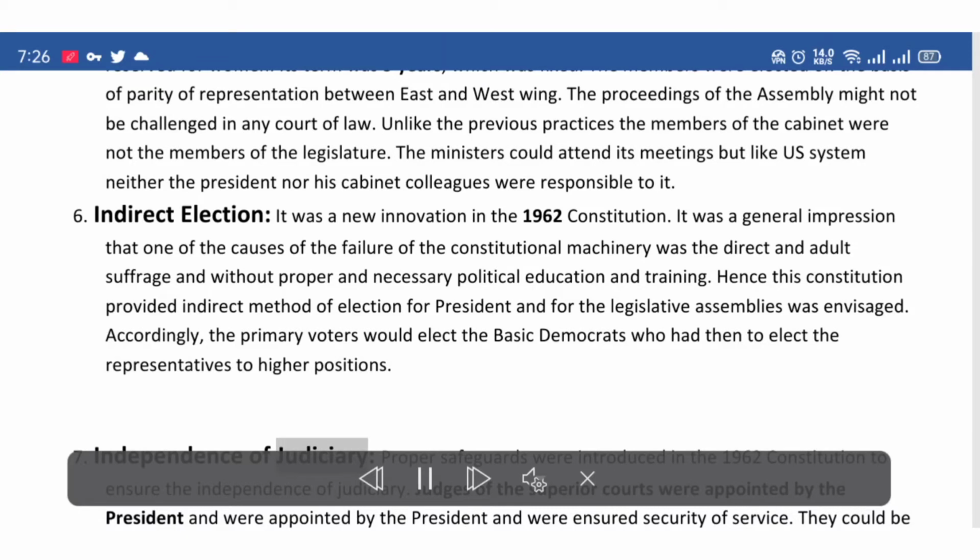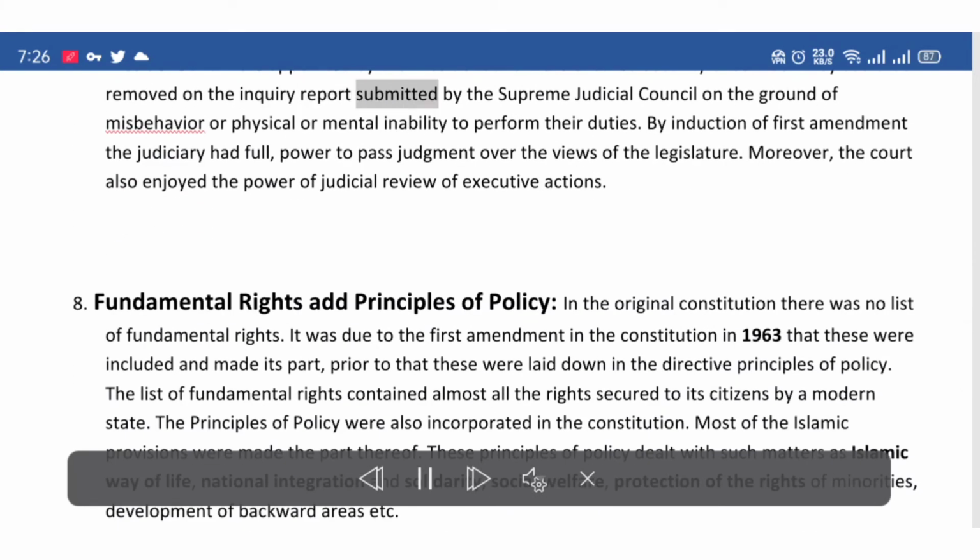Independence of judiciary. Proper safeguards were introduced in the 1962 Constitution to ensure the independence of the judiciary. Judges of the superior courts were appointed by the President and were ensured security of service. They could be removed on the inquiry report submitted by the Supreme Judicial Council on the ground of misbehavior or physical or mental inability to perform their duties. By induction of the First Amendment, the judiciary had full power to pass judgment over the views of the legislature.